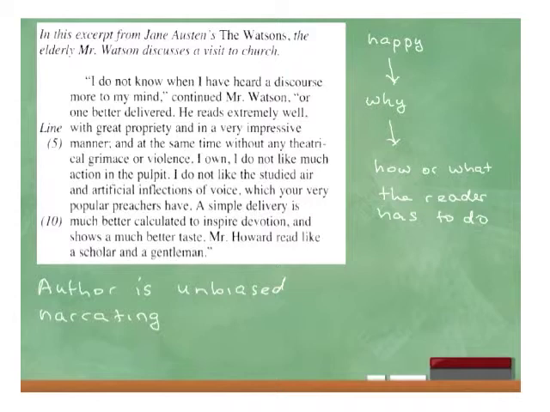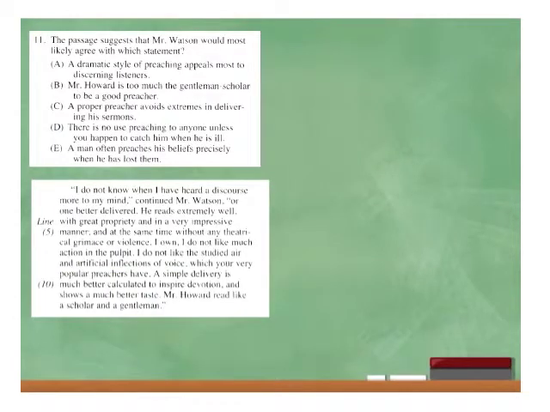Okay, so let's go back to the passage now. Let's go back to the question. So the passage suggests, first of all, we really should read the question and simplify the question. The passage suggests that Mr. Watson would most likely agree with which of the statements.